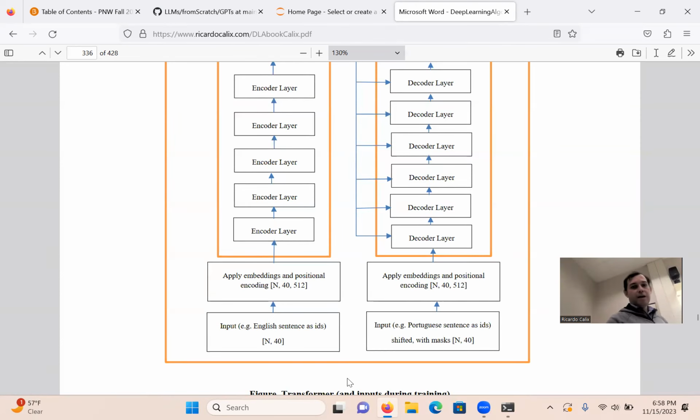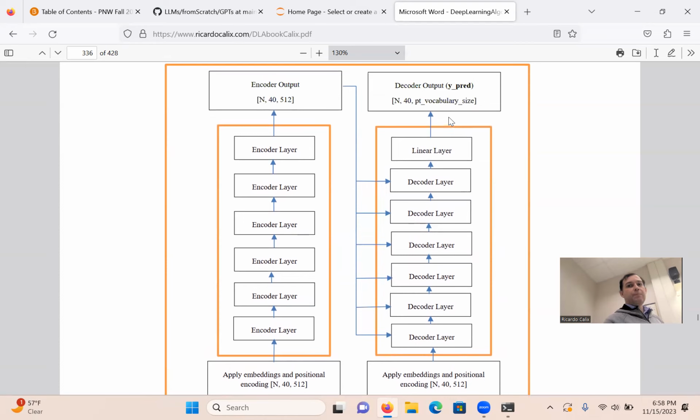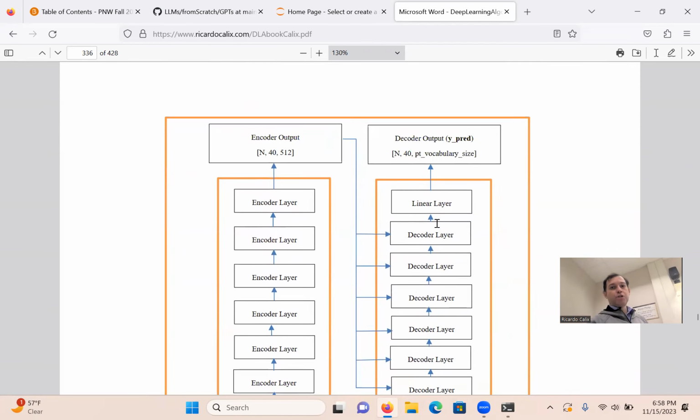So you give it the English sentence here and the translated Portuguese sentence here, except that they are shifted, as you're always trained during the training process. That way it gets the English information that it needs, and it knows, okay, what's the next word of the Portuguese that I need to predict? Got it? Okay, so English here, Portuguese here, and Portuguese over here.